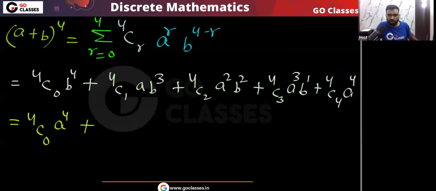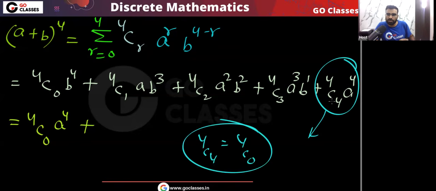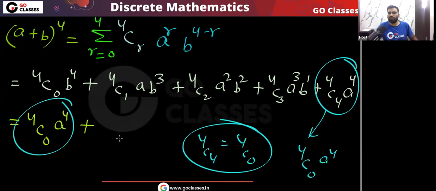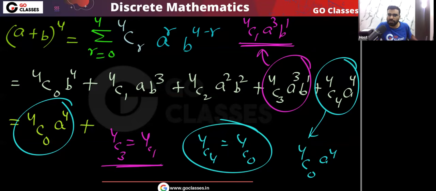These are the same or not? Just focus on this. What is 4C4? That is the same as 4C0. So this same thing I can also write as 4C0 a^4. Is this clear? Similarly, this I can rewrite: I can write 4C1 a^3 b^1, because 4C3 is the same as 4C1.